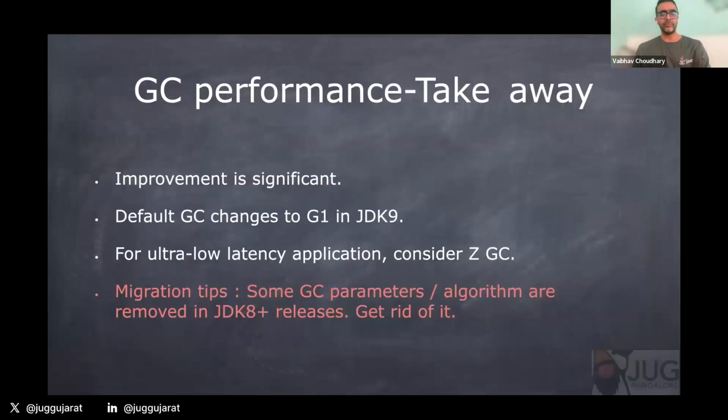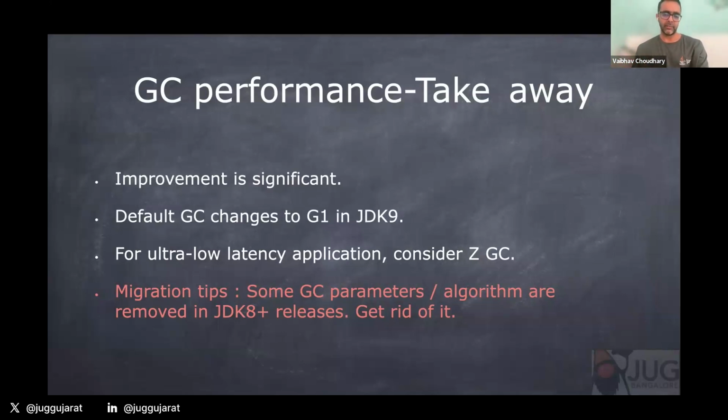Okay, so that was my GC performance takeaway. The improvement is significant. The default garbage collector after JDK 9 became G1 and it will remain G1 until we are able to make ZGC as good as G1 in all directions, and believe me, we are working on that. If you are running an ultra low latency application, consider ZGC, right?